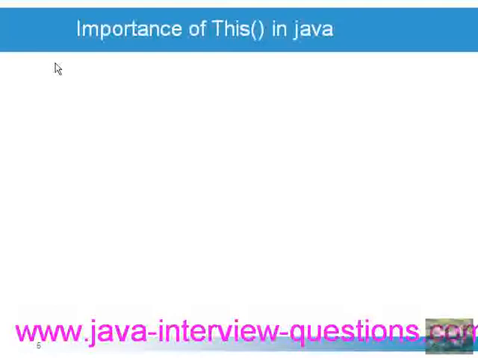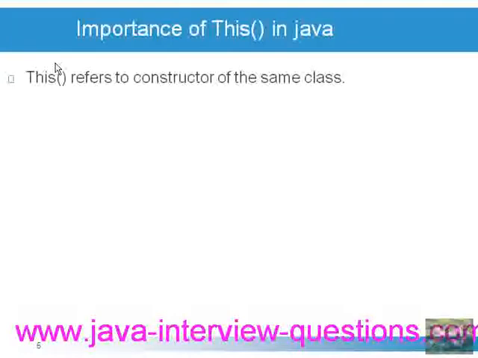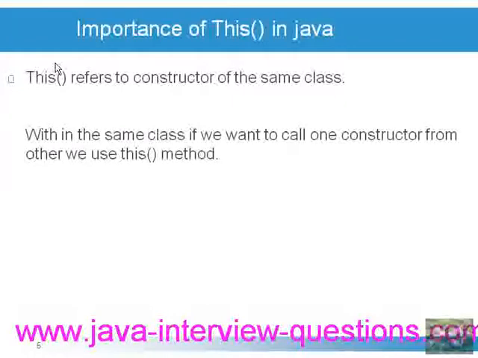Let's see one of the important interview questions: the importance of this in Java. First, this refers to the constructor of the same class. Whenever we want to refer to another constructor in the same class, we use this method.